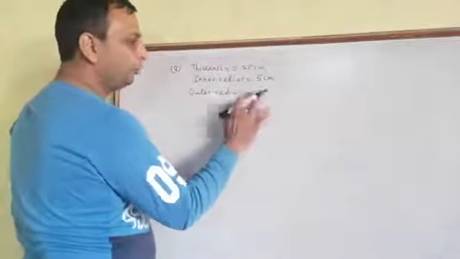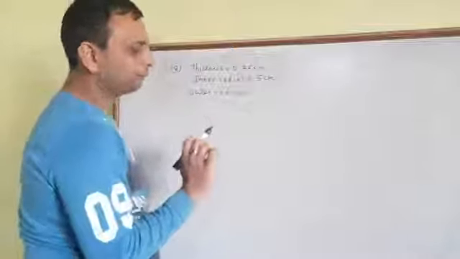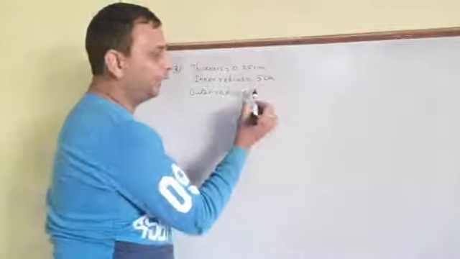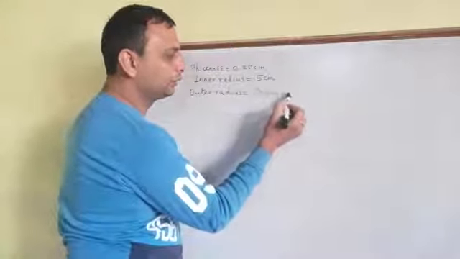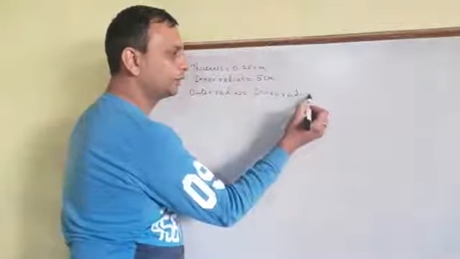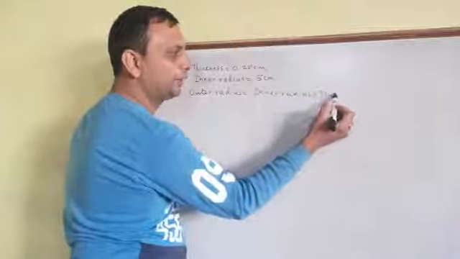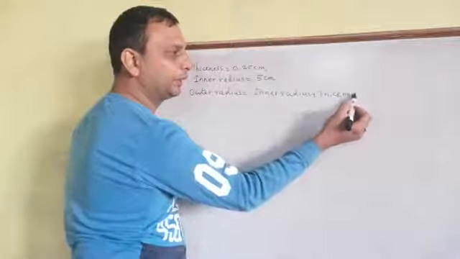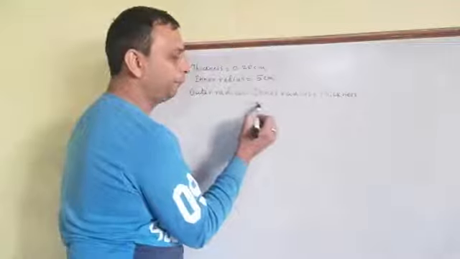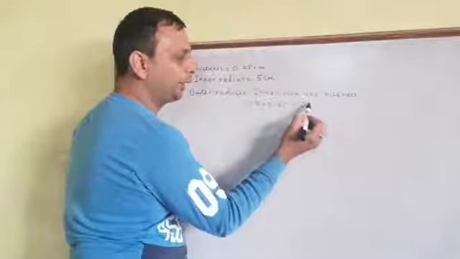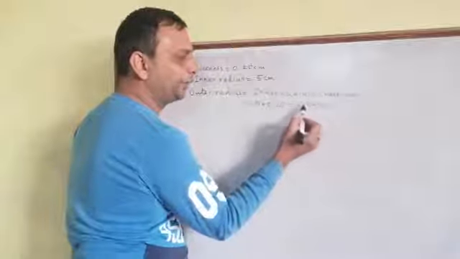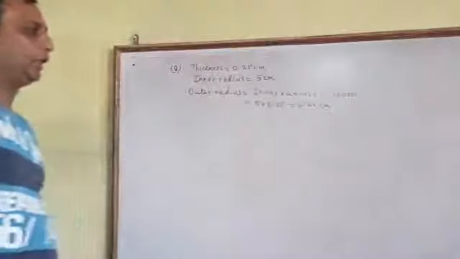I have already told you the formula for the outer radius. The outer radius is the inner radius plus the thickness, or width; in some questions width is written, in some questions thickness is written. So 5 plus 0.25 will be 5.25 centimeter. This is the outer radius.